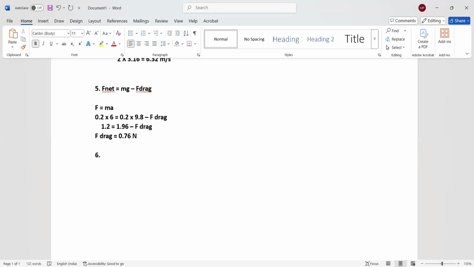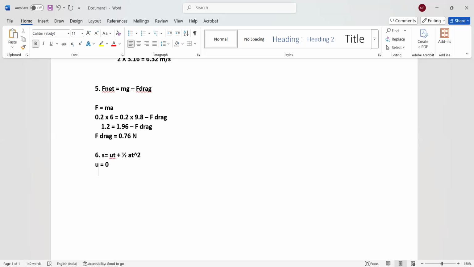So a load of mass 20 kilogram is lifted 5 meters in 2 seconds. We need to calculate the tension. For this, we will be using the equation S is equal to ut plus half at square. So initial velocity u is equal to 0.